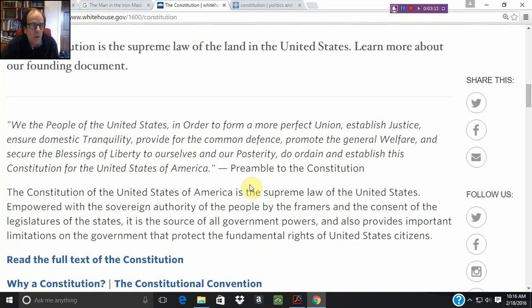No. You know, our language: We the people of the United States, in order to form a more perfect union, establish justice, ensure domestic tranquility, provide for the common defense, promote the general welfare, and secure the blessings of liberty to ourselves and our posterity, do ordain and establish this Constitution for the United States of America. Now, I wanted to pause here for a second. Well, let's look at this.